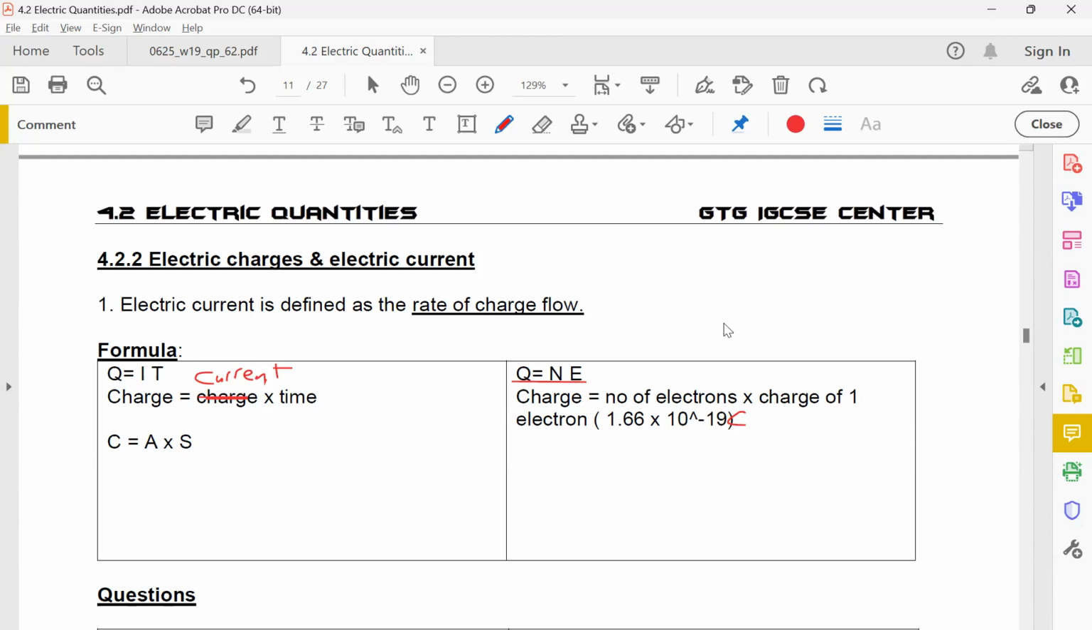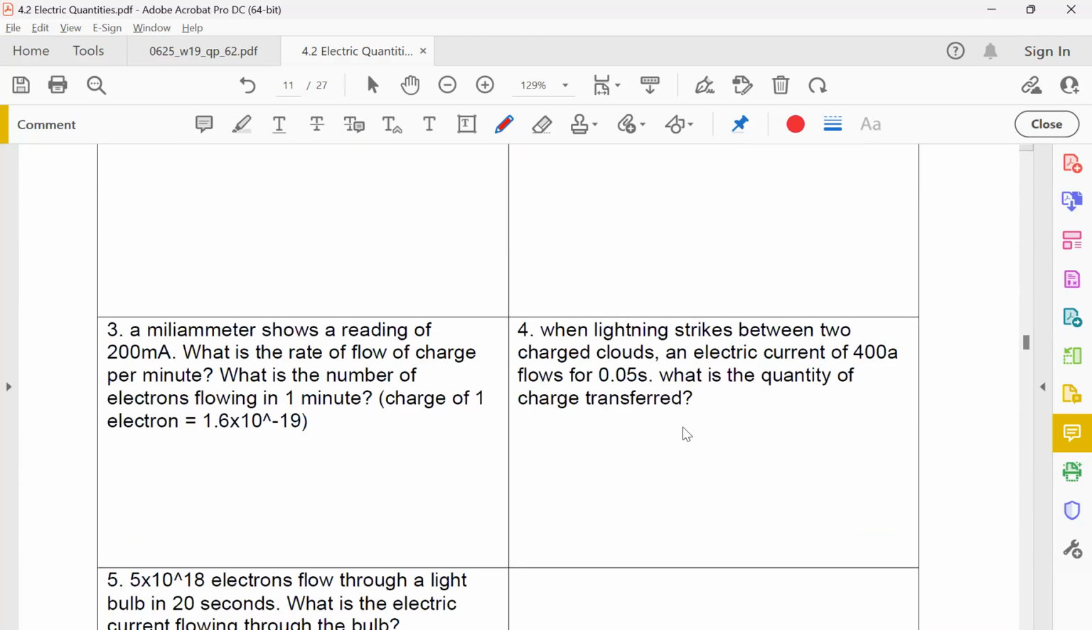Hey, everyone, for those who are staring at question number 3, 1 meter is equal to 1,000 mm, right? Then 1 ampere is equal to how many milliamperes? From here, how much will this be in amperes?